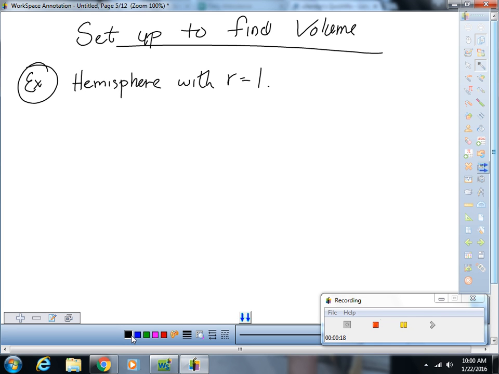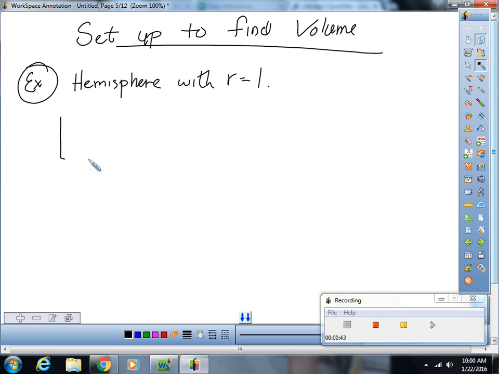Okay. All right. So today we get into triple integrals, okay? And we luckily have a pretty good foundation on these multiple integrations, so I don't have to start from scratch. So we're going to go right into an example. I want you to try to set up a triple integral to find the volume for a hemisphere with radius 1.